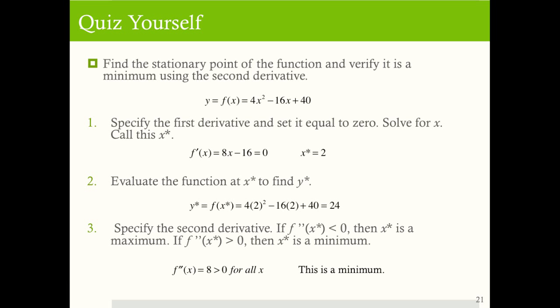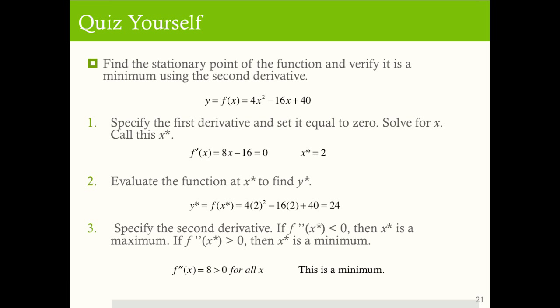So the first thing I'm going to do is set that first derivative equal to 0 and solve for x. The first derivative is 8x minus 16. I set it equal to 0 and I solve for x, yielding x star equals 2. Then I evaluate the function at x star to find my y star. Evaluating f of x at x star equals 2 yields y star equals 24.